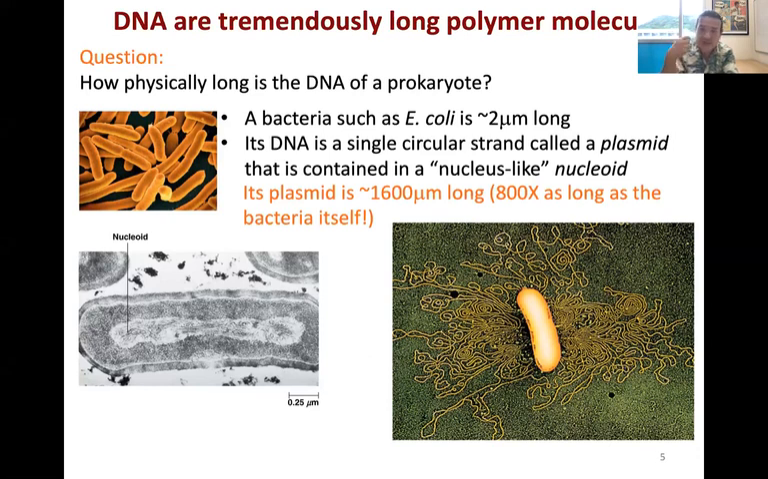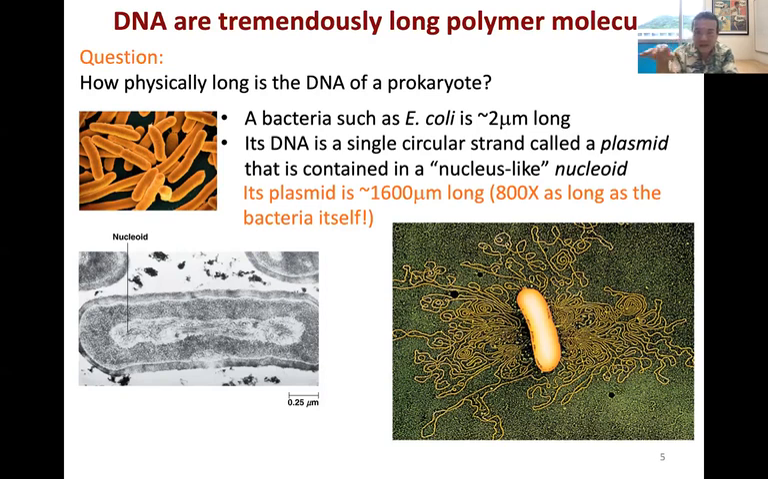A bacteria such as E. coli is about 2 micrometers long. So if you look at these rod-shaped E. coli bacteria here, this is 2 micrometers long. That's really small. That's maybe a 10th or even smaller than a typical cell inside of your body.